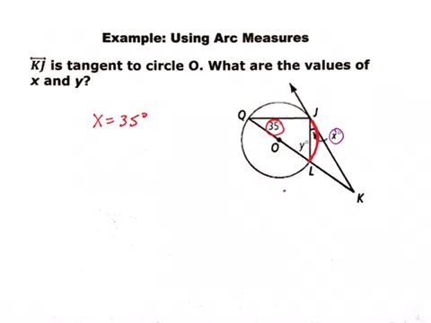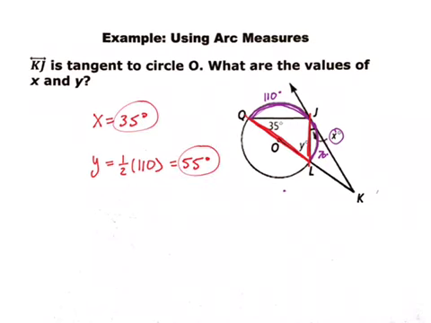The next thing we have to look at is how do we find the measure of Y? Well, if X is 35 degrees, then this arc here is 70. Put it together with this arc, you've got a semicircle, and the semicircle is 180, so this arc here must just be 110. And if we look carefully here, angle Y cuts the arc that is 110. So to find the measure of angle Y, we're going to take 1/2 of 110, which in this case gives us 55 degrees. So X is 35, Y is 55.